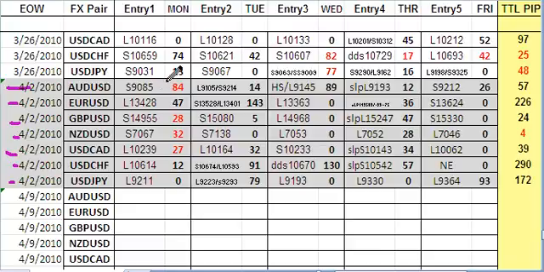Had a bad day on Monday. But that's okay, you know, it happens. Then Tuesday we rebounded very well. Middle of the week, a little mundane. We only had 2 entries that filled, but at least they were for profits. Thursday was a good day.